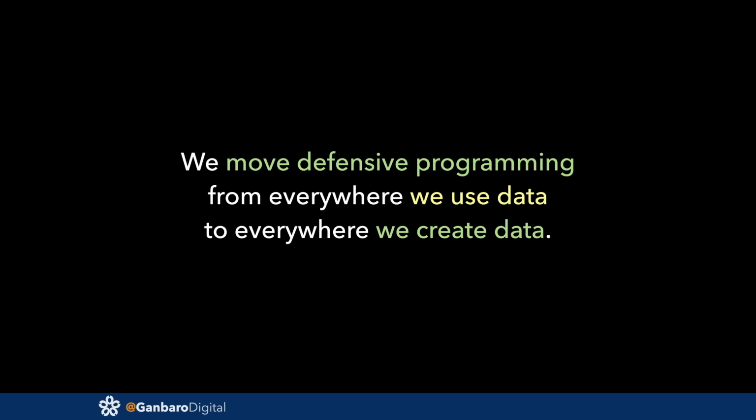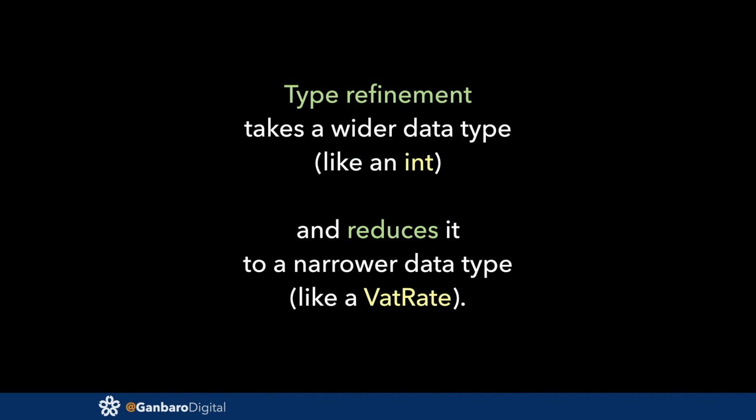And the general idea is we don't abandon defensive programming. We just move it from absolutely everywhere to the places where we create our data. So we reduce the amount of code that needs defensive programming added. We start off with a process called type refinement, where we start to take inputs from more generic types like integers, apply input validation so that what we get out of it is a smaller data type like a tax rate.